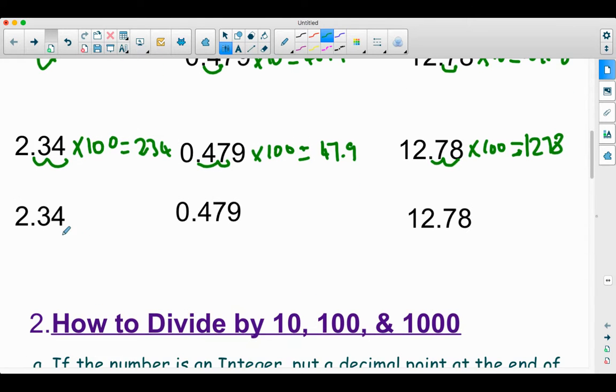And if you are multiplying the decimal number by 1,000, you have to move the decimal point 3 places to the right. Move the decimal point 1, 2, 3 places to the right. So that means we are going to add an additional 0 here. So that will give us 2,340.